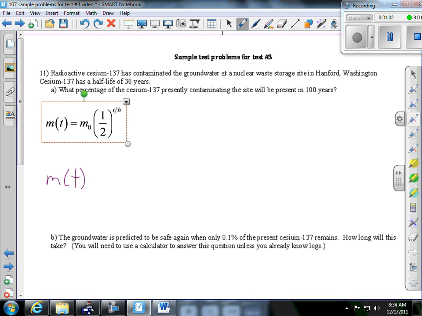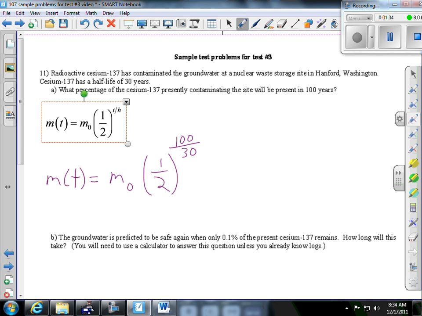So the amount of stuff left after some number of years is M0. I don't know how much stuff is in there in the beginning, so we're just going to call it M0, times 1/2 to the T. Let's see, I guess we're waiting 100 years divided by H. H is the half-life, which is 30 years. So that's the formula that tells you how much stuff you have in there at the end of 100 years. I want to know what percentage will be present 100 years into this experiment.